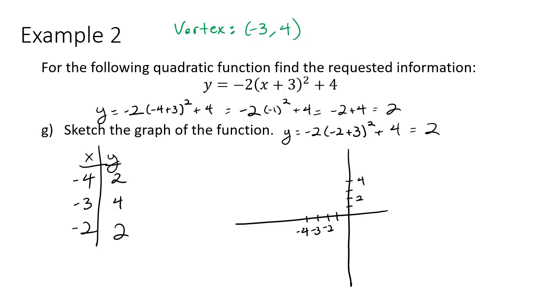So we've got -3, 4. And then when we went 1 to the left, it went 2 down. And 1 to the right, it went 2 down. And so we're going to end up with a shape that looks a little bit like this.